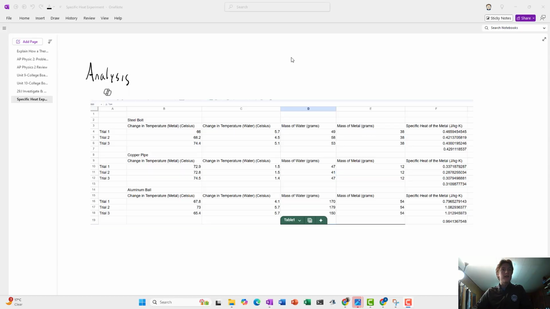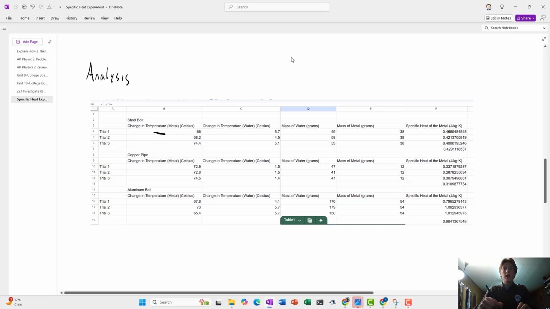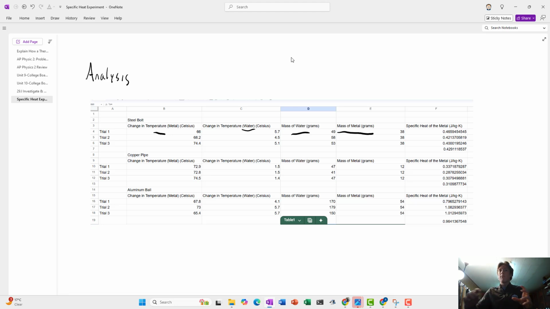Okay, now for the analysis. So I put all our data into a table. I put the change in temperature for the metal, the change in temperature for the water, the mass of water, the mass of the metal, and I put it all into a table. And then I calculated the specific heat of the metal. You're probably wondering how I calculated this.